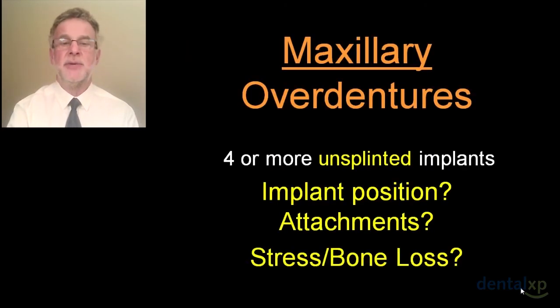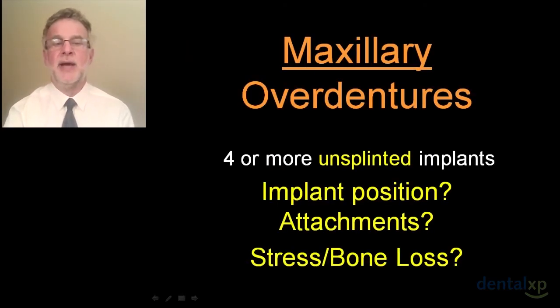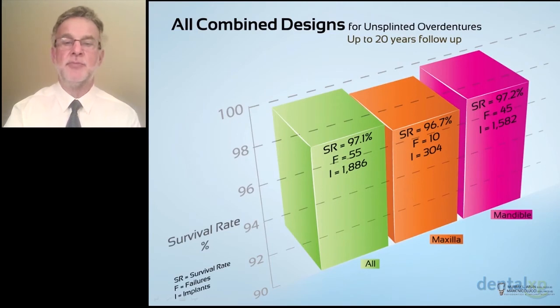Let's talk about maxillary overdentures now, and again we like to have at least 4, and we'll talk about unsplinted implants and look at where should they be positioned, what kind of attachments. Is this a design that can stand up to stress, and are we going to see more bone loss and more failures? Well, let me remind you of a slide I showed you before, and the middle bar shows over 300 maxillary unsplinted implants with a survival rate of almost 97%. You won't find this in the published literature, and it tells me clinically very strongly that this design does work.